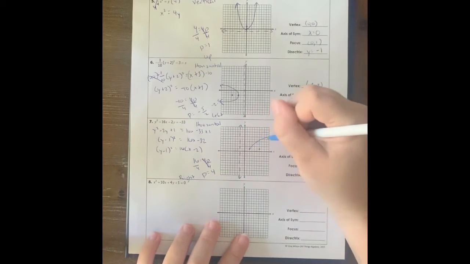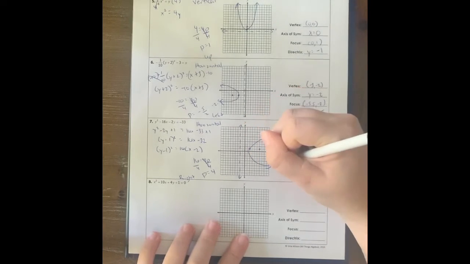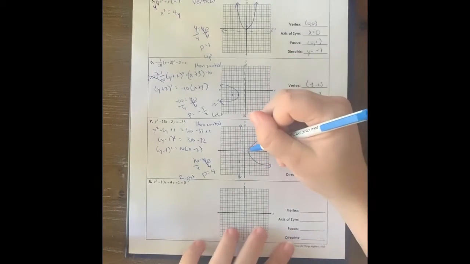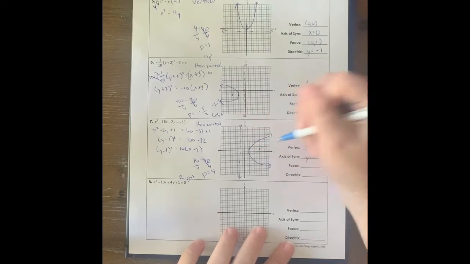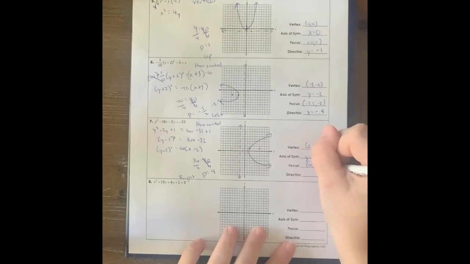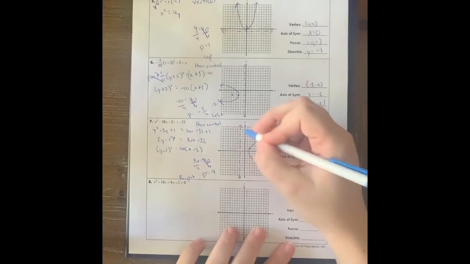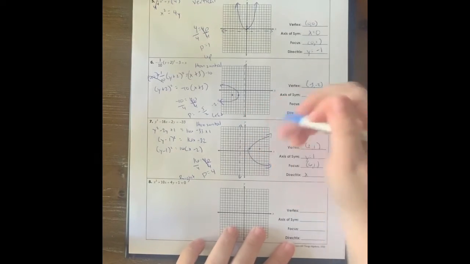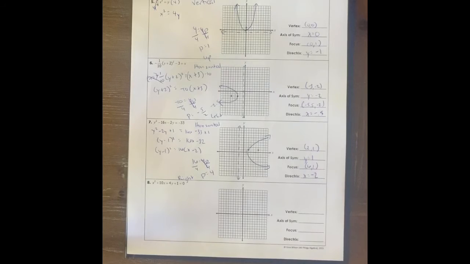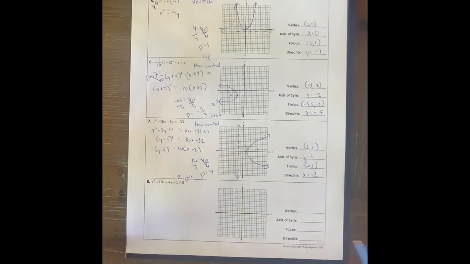Okay, and it's going to look something kind of like this. So our focus is at 1, 2, 3, 4, 5, 6, 1. And our directrix, it's a vertical line, so it's going to be x equals, and it's at negative 2. So x equals negative 2. Okay. All right, look at the next one.